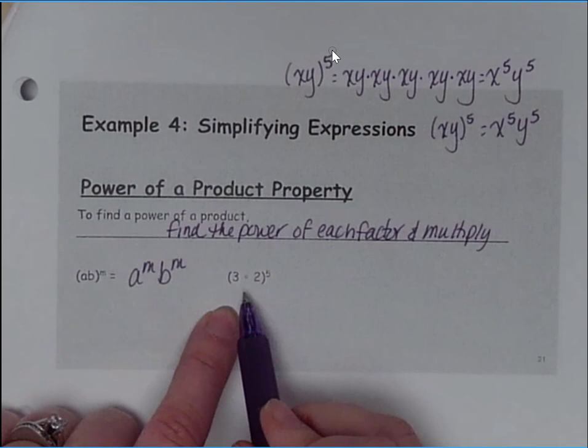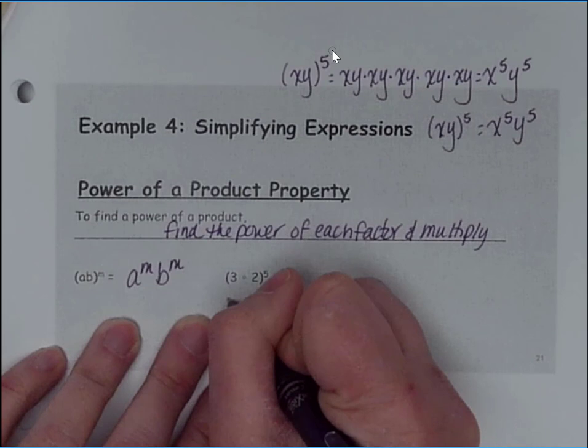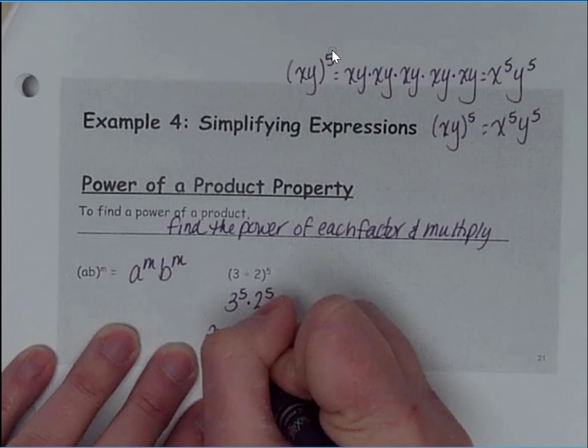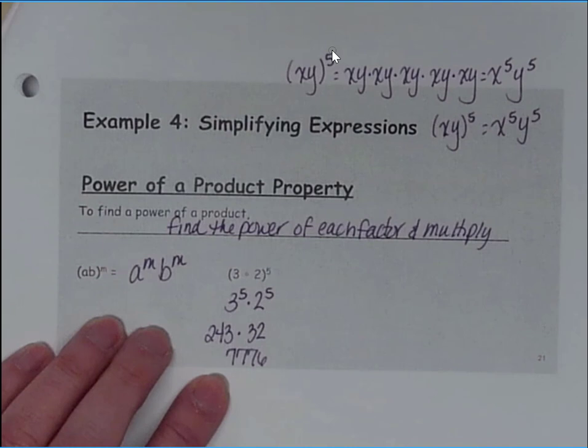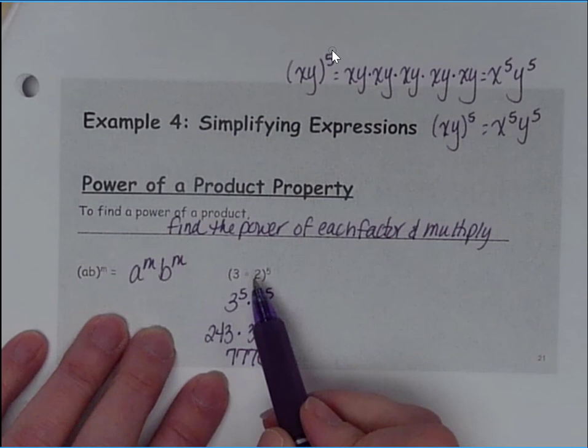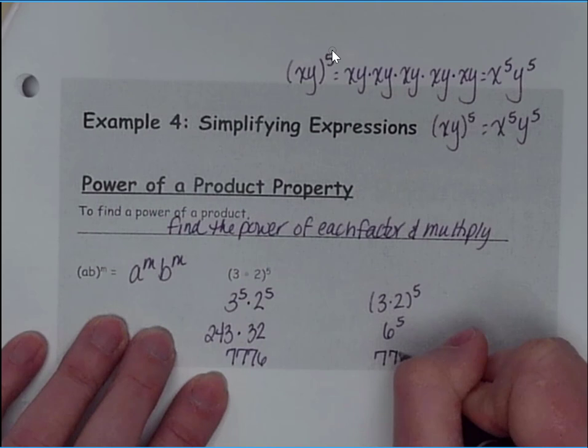Now, I'm going to show you this two ways. Honestly, would I solve it this first way? No, and I'll show you what I mean. But I want to show you that this does work. So I've got 3 to the 5th times 2 to the 5th, and 3 to the 5th is 243 times 2 to the 5th, which is 32, and when I multiply those together, I get 7,776. Now, honestly, even with the property rules here, I would still do 3 times 2 first, which is 6, and 6 to the 5th power is 7,776, so you see I got the same answer.